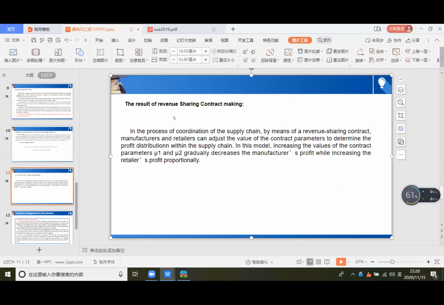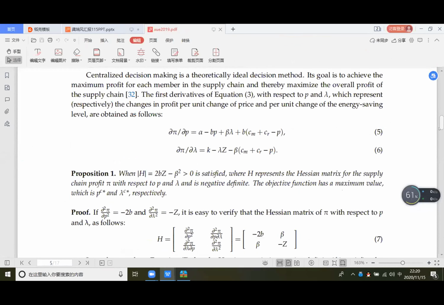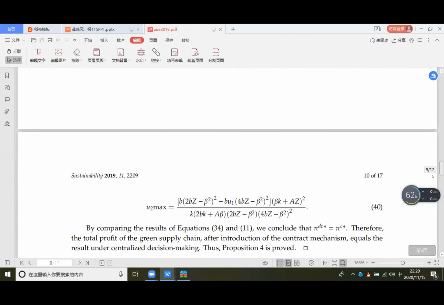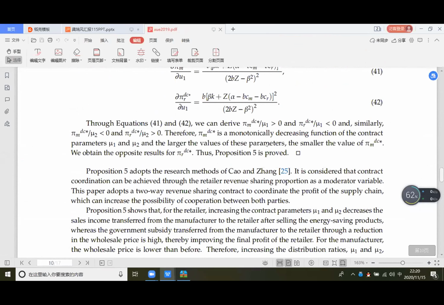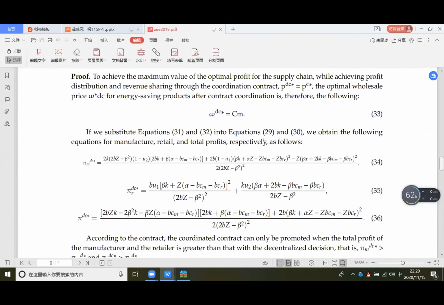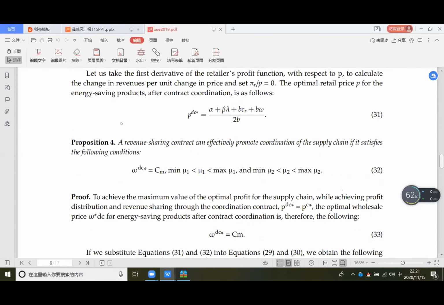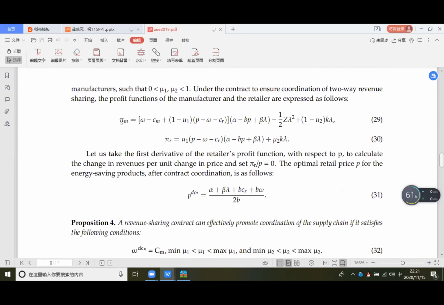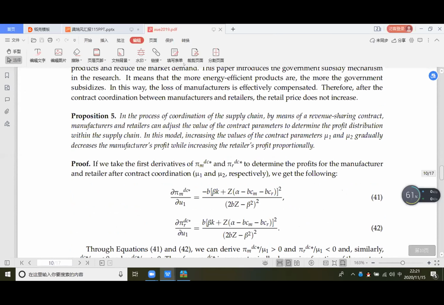We can look at this paper. So we have these models, with results from position 1 to position 5.